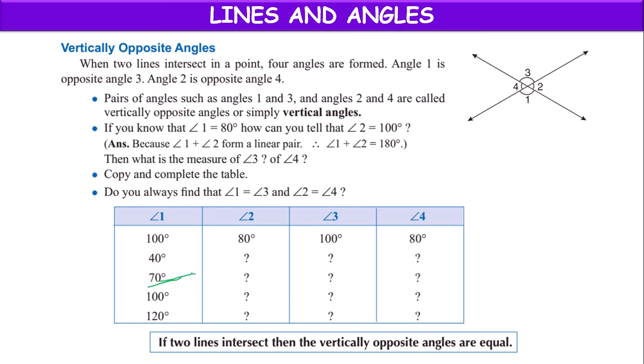If 1 is 70, 2 will be 110 degrees because of the linear pair. 3 will be equal to 70 because of vertically opposite angles. 4 will be equal to 110 because of vertically opposite angles. So like that, if one angle is known, the remaining angles we can find.